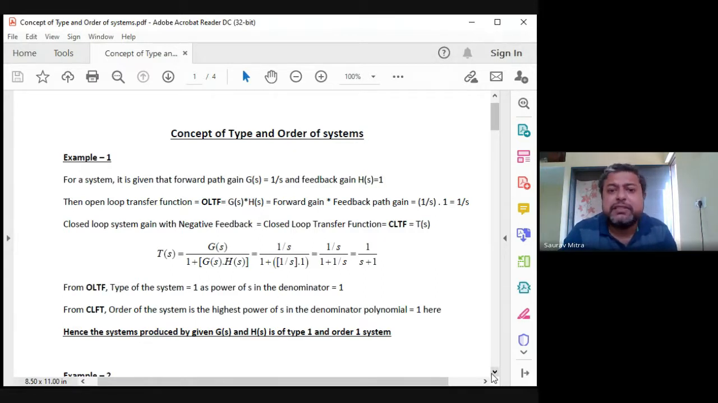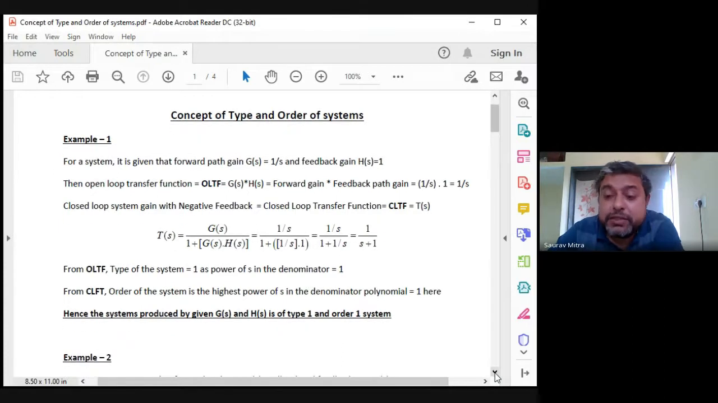So just find G(s) into H(s). There's a numerical, I think it is visible to you. G(s) is equal to 1 by s, and feedback gain H is equal to 1. So what is OLTF? G(s) into H(s). In this case, G(s) into H is equal to 1 by s into 1, that is 1 by s. What is the type of the system? Can you tell me? 1 by s. What is the type of the system? Type of the system is 1.